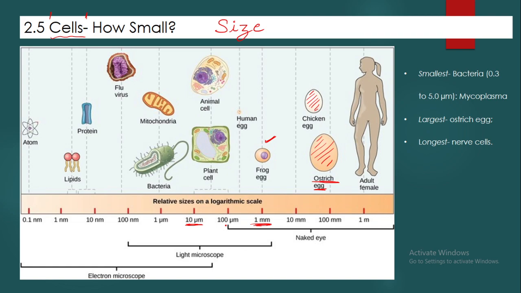Micrometer means 10 to the power of minus 6 meter. A bacterial cell is about 1 micrometer. Roughly, as a general size estimation, 1, 2, 5, 6 micrometers. Different sizes will be there, but it is in the relative range of 1 micrometer.